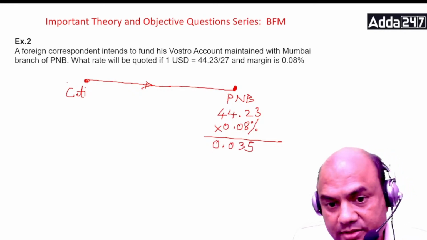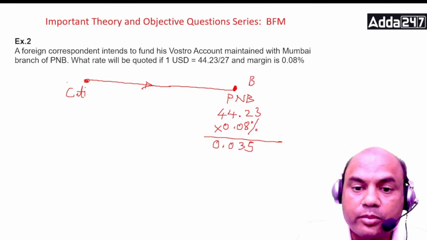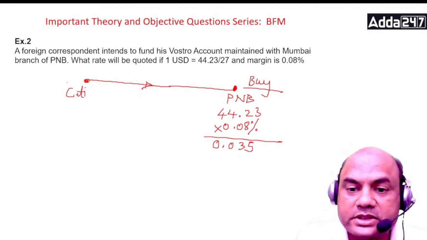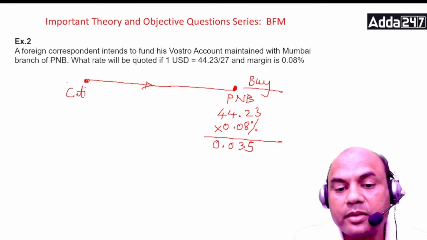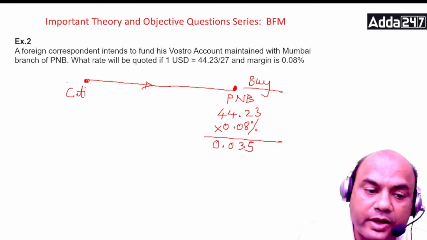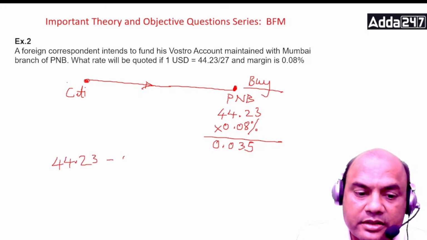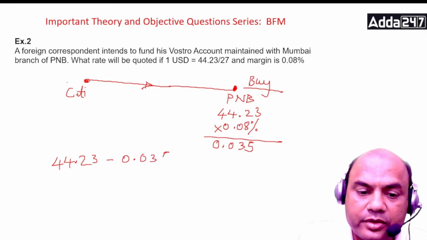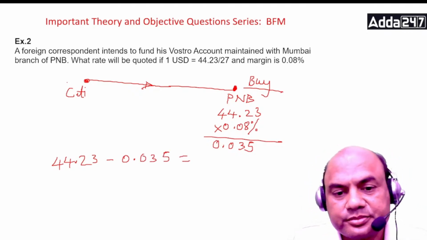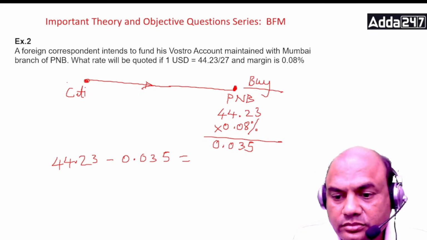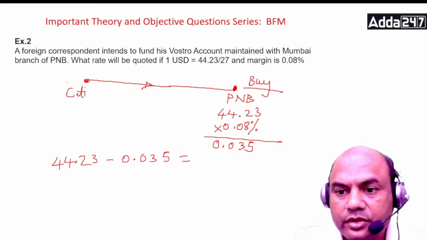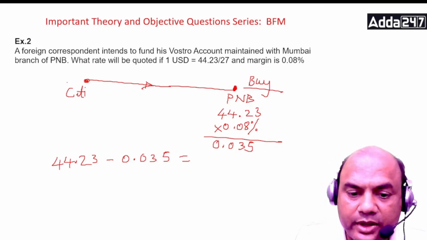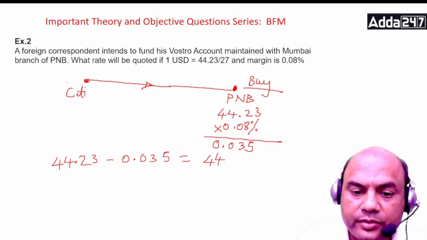This is a buy transaction, right? It's a buy, so for buy you apply the TT margin. What do you do with the TT margin? You subtract. So your final rate will be 44.23 minus 0.035. Now get the answer. This is your final answer: 44.19. Okay, this is your final answer.